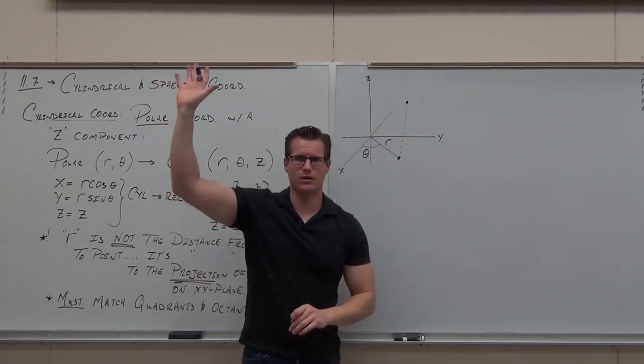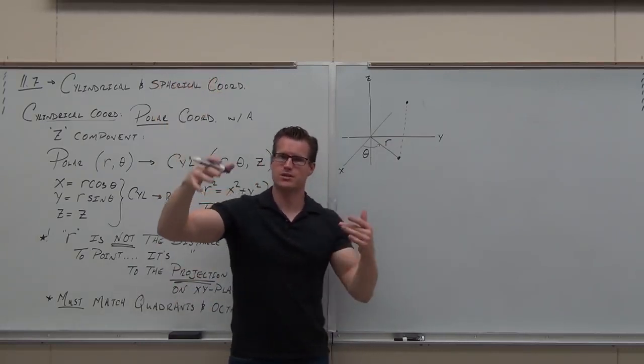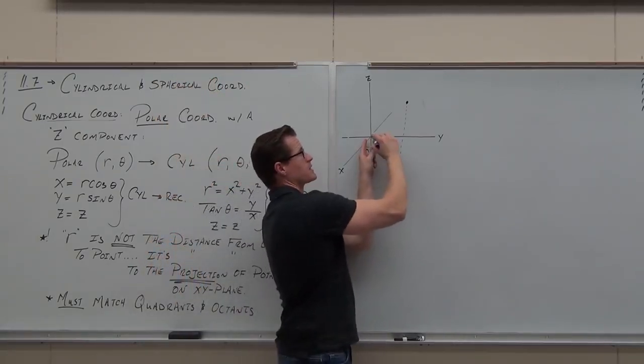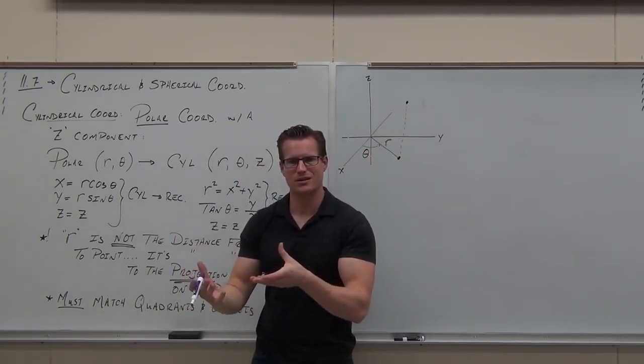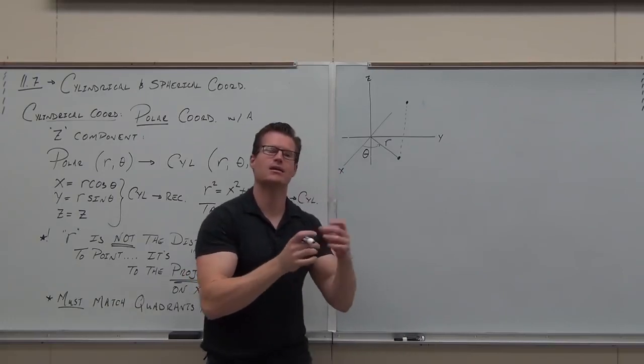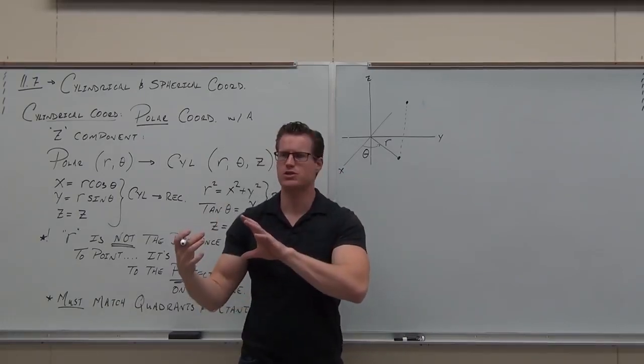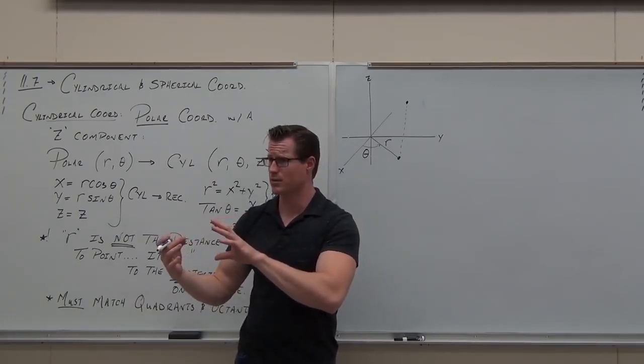Show of hands if you understand what R is. That's R. When we get to spherical, this distance is going to be called rho, the Greek letter for R, standing for radius. So we can't get R and rho confused. I need you to know which one is which. You guys okay with what I'm talking about?